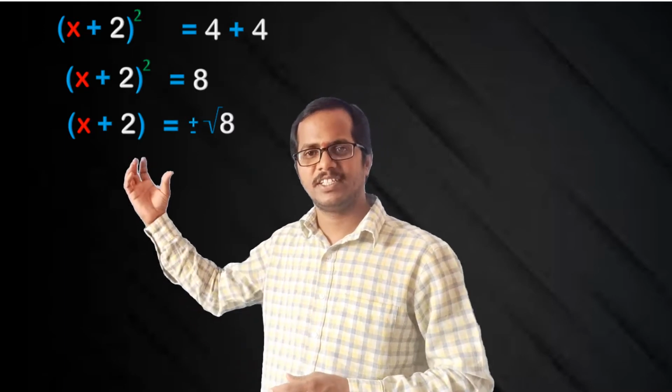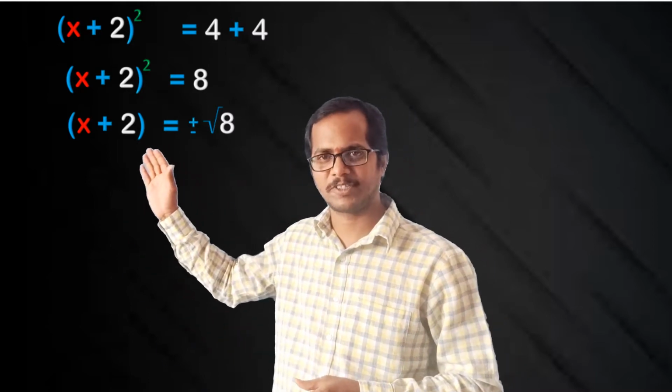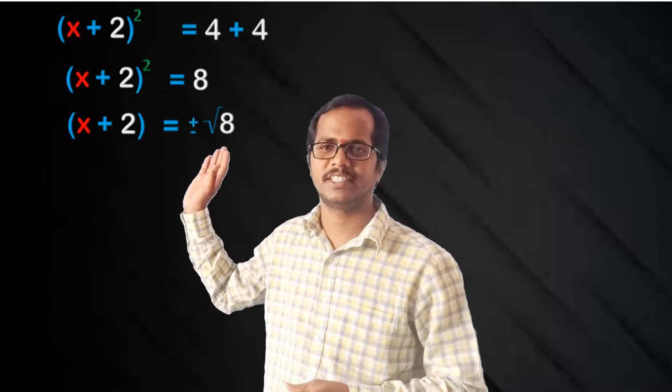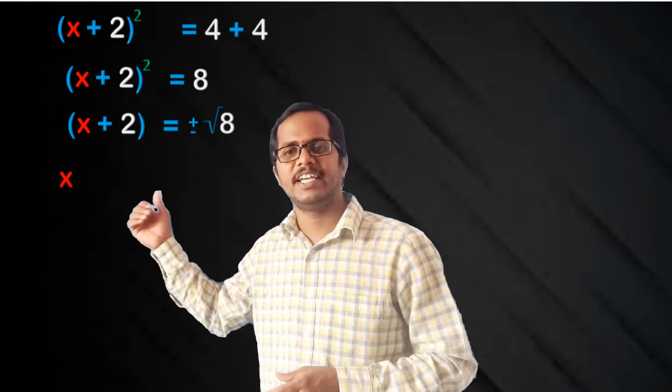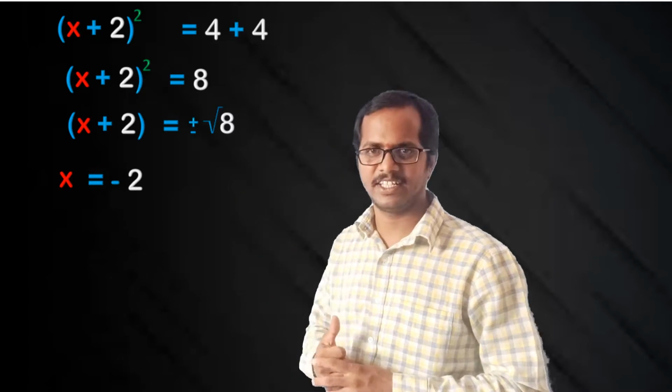Now what is our target? We need to find the variable x, which is the solution of the given quadratic equation. So for that, let us transpose this plus 2 to the right hand side. So we get x equals minus 2 plus or minus square root 8.